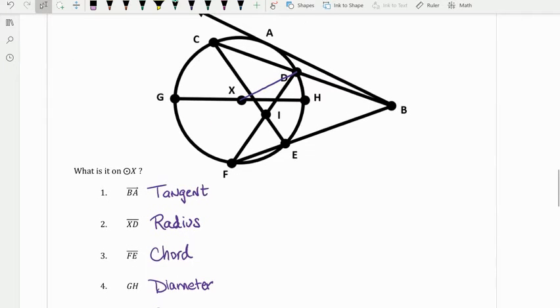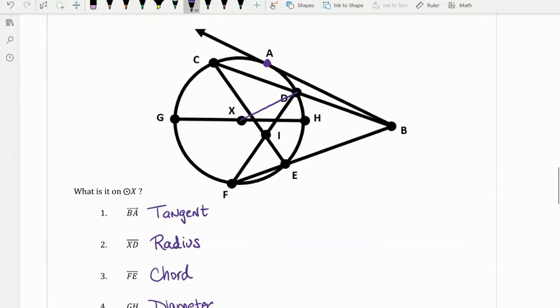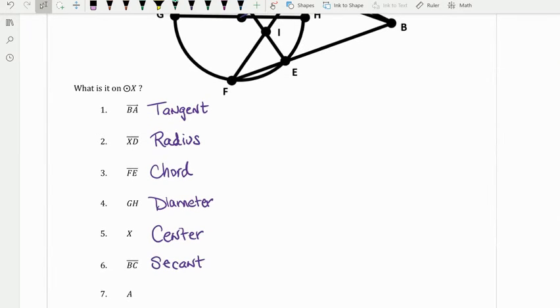Our next one is point A. Point A, it's not really marked on there, but it's right there. That's where that tangent line, or tangent ray, sorry, BA intersects the circle. So that is a point of tangency.